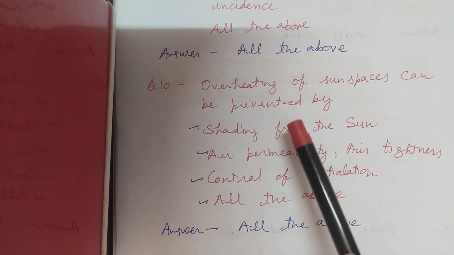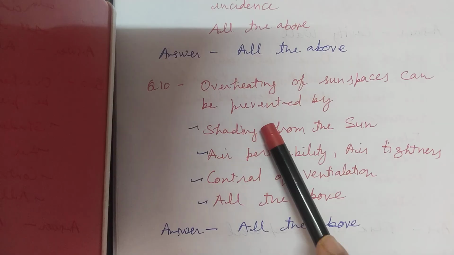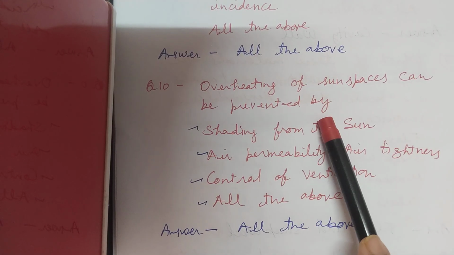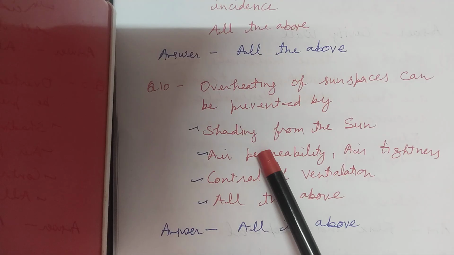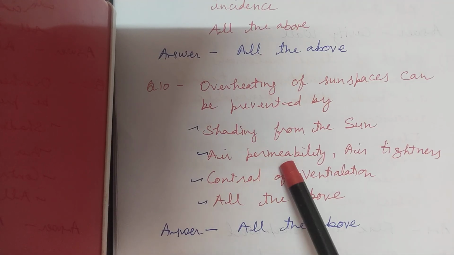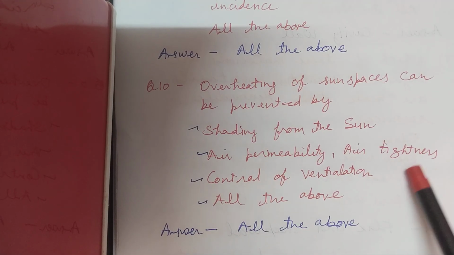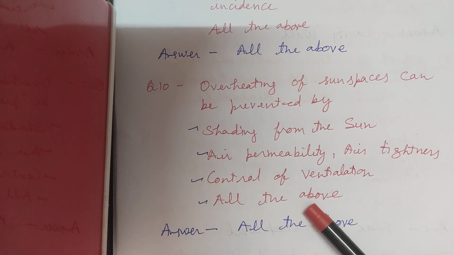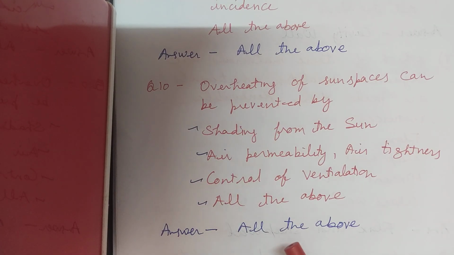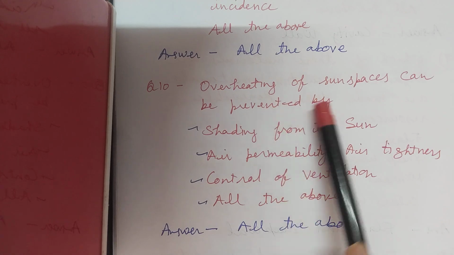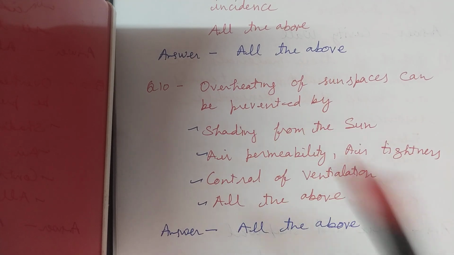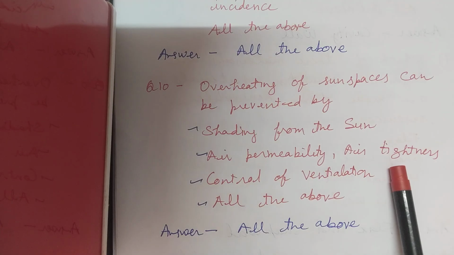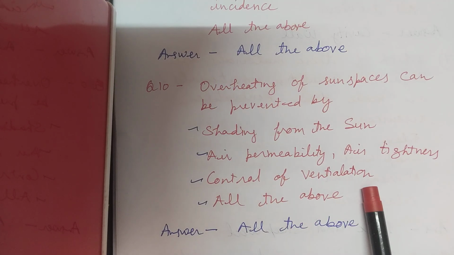Alright. Now coming to question number 10. Overheating of sun spaces can be prevented by shading from the sun, air permeability, air tightness, control of ventilation, all the above. So the answer of question number 10 is all the above. Overheating of sun spaces can be prevented by shading from the sun, air permeability, air tightness, control of ventilation.